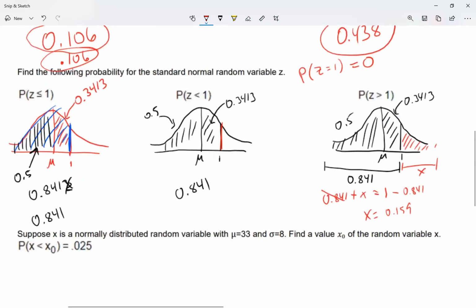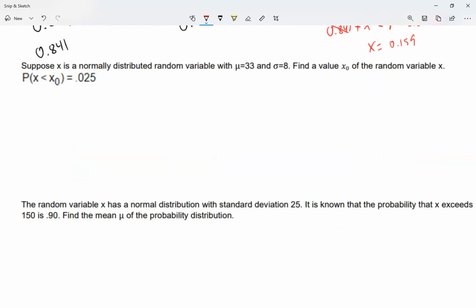Okay, now we know how to use our z value. What if I give you the x value? Suppose that x is a normally distributed random variable with mu equal to 33 and sigma equal to 8. Find the value of x0 of the random variable x. Okay, so what I want the probability to the left of this x0 to be is 0.25. Okay, so let me take a look at a graph.